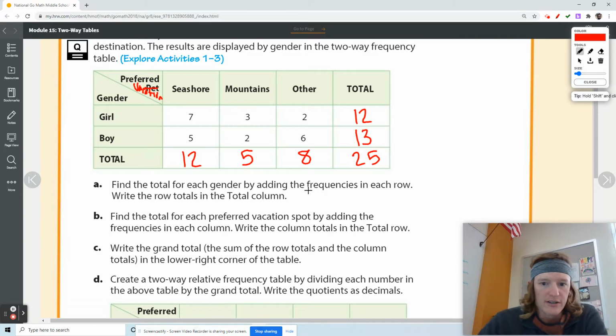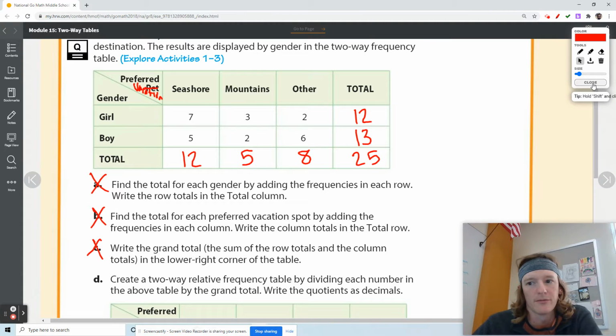Find the total for each gender. We did that. Done. We did girls and boys. Find the total for each preferred vacation spot. We did 12, 5, and 8. Write the grand total. That's our total. We did that. And then for the next section down here, we're going to have to write these as decimals. They said decimals. I'm going to change that to percents.